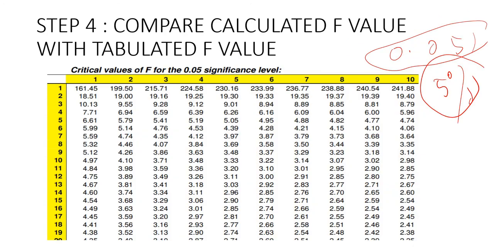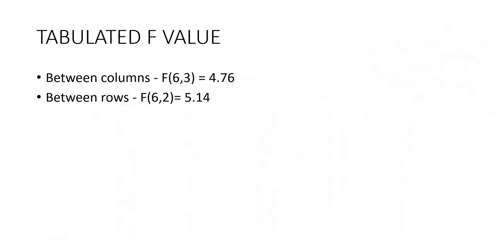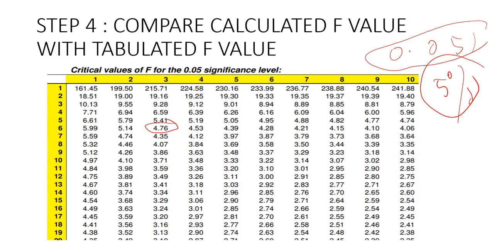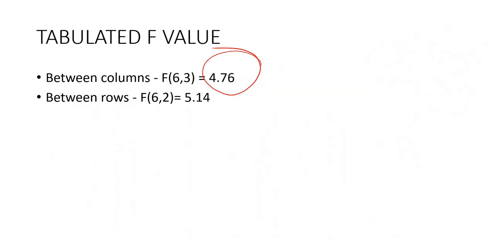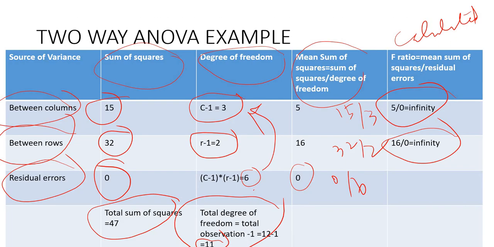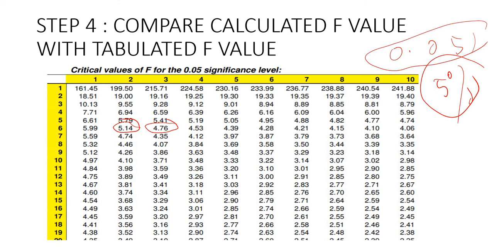So for 6 and 3, you will get a tabulated value of 4.76. Then between rows there is 6 and 2. For 6 and 2, it is 5.14. You got it from the table. So you got 5.14. This tabulated value you got, and you got the calculated value, both are infinity.